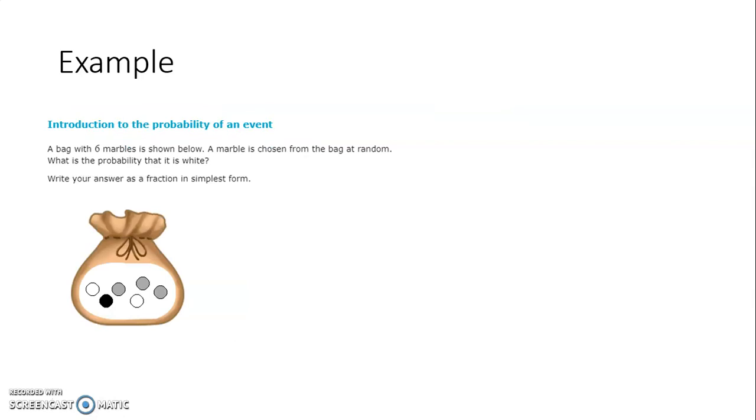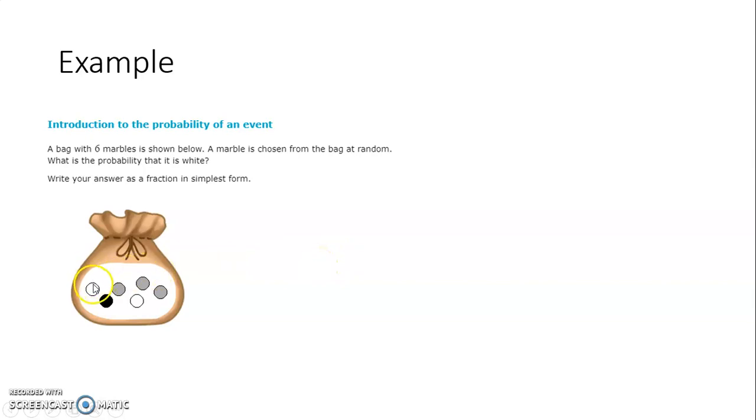Last, an example here where we're going to use marbles instead of a spinner. Now we're assuming it's basically the same situation. You can imagine these marbles inside of this bag being just like the spinner wheel. So here it says a bag with 6 marbles is shown below. A marble is chosen at random. It's really important that it's done randomly. Imagine reaching your hand into that bag, blindfolded or something like that. What's the probability that one is white? So it's the same type of question here, and I'll let you try to answer it.